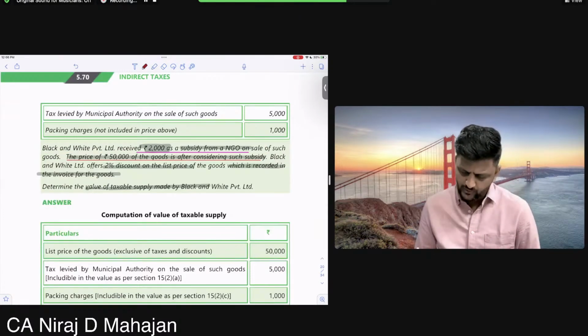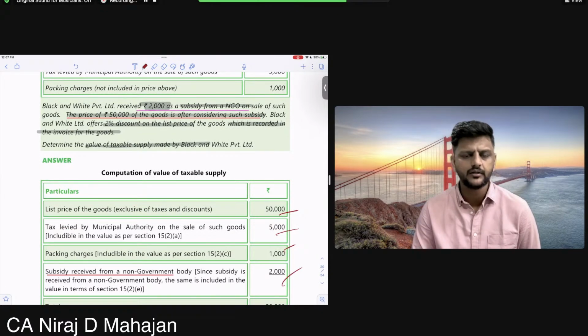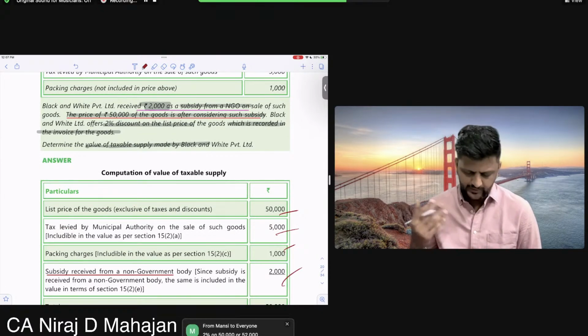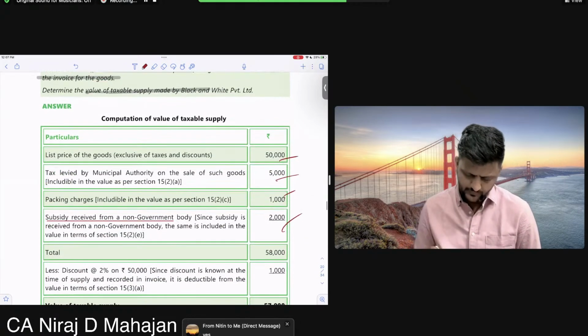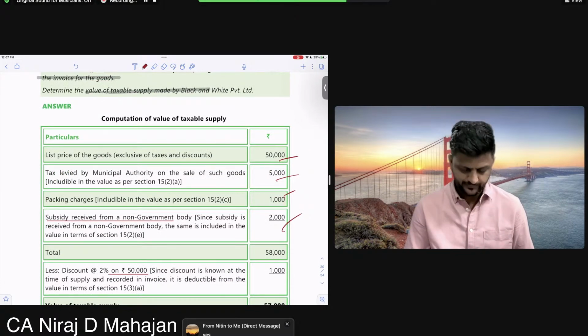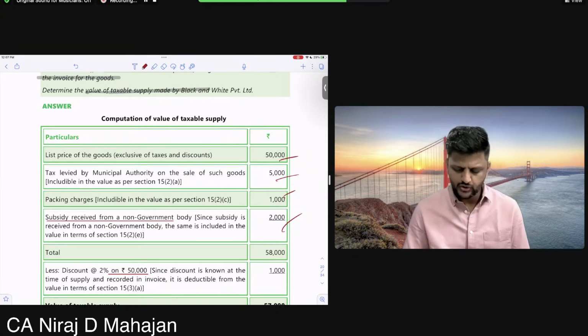List price 50,000. Tax levied, we add that. Packing charges, we add that. Look at the subsidy received from non-government, add that. Clear till here? And then we will give discount. Discount is also allowed. Check here. On 50,000 they have given, but on the list price. Okay? Since discount is known and also recorded in the invoice.